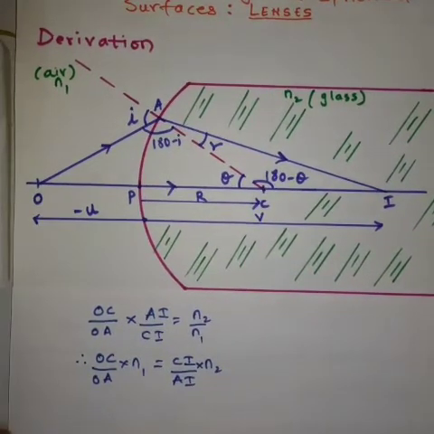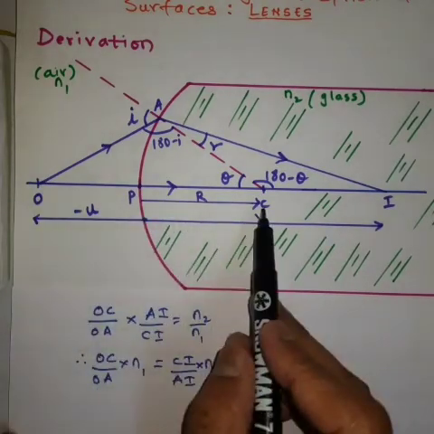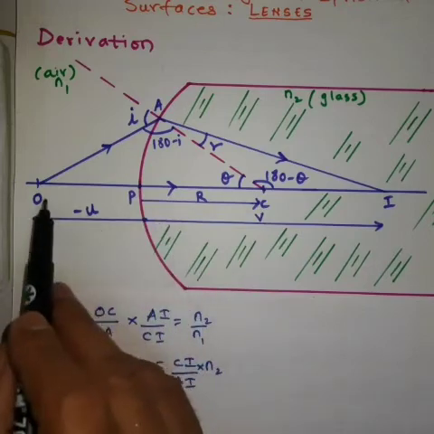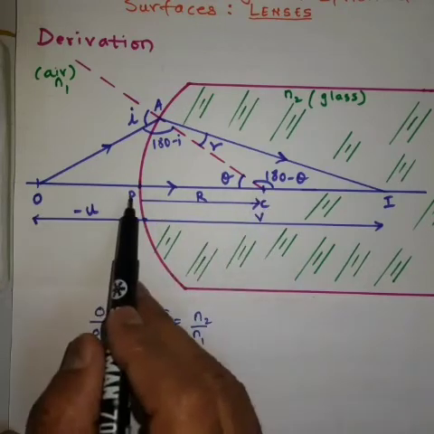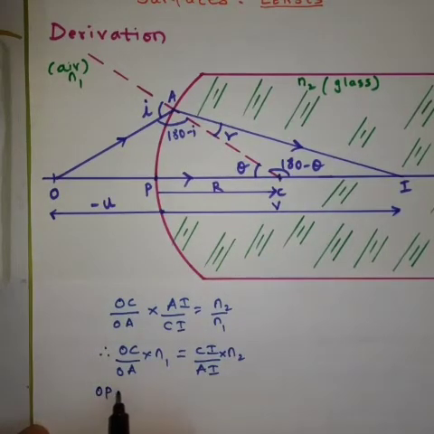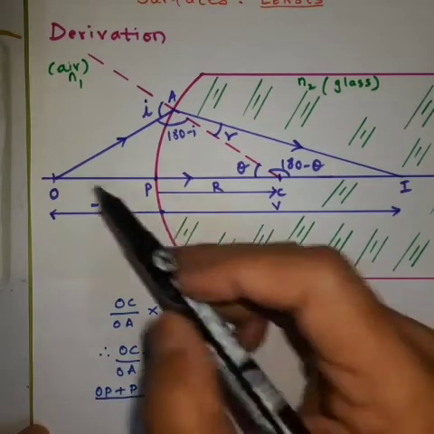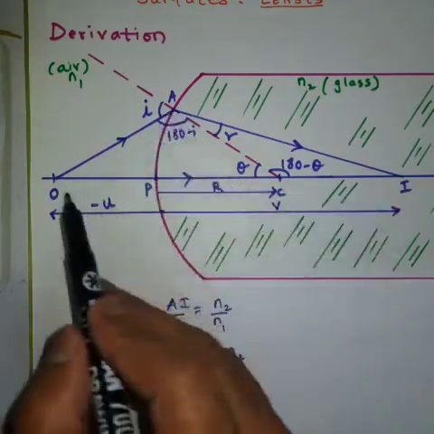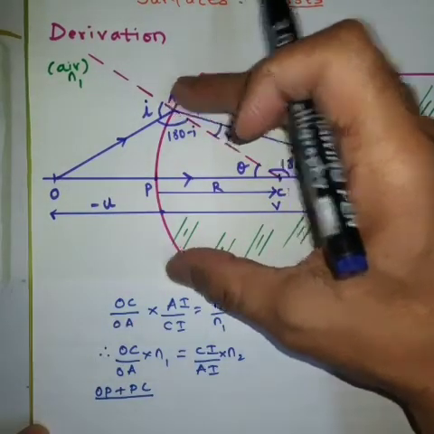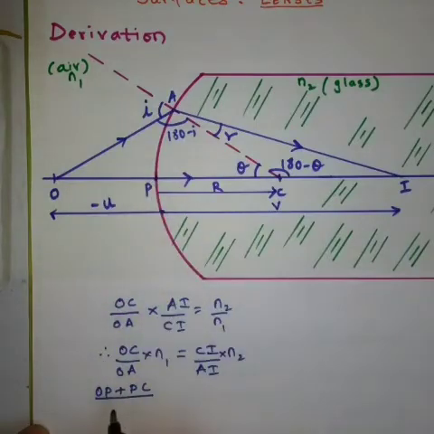Let's just look at OC first. This is my OC. I do not have the value of OC over here, so we have to find the value of OC in the form of U and R. My OC will be nothing else but OP plus PC. If we look at OA, my OA should equal OP only if this aperture is very small. So I can write my OA as OP, and we have to write the reason.